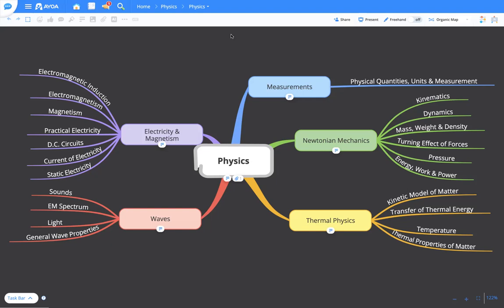Okay, incorrect, Siren. The study of motion is in the topic of kinematics. The study of how a force affects motion is in the topic of dynamics. Is that clear, Siren? Okay, it's how a force affects motion. So let me show you what you need to know for this topic.